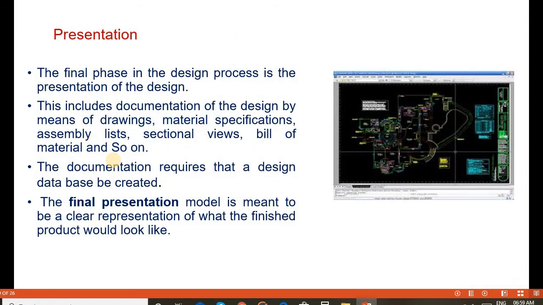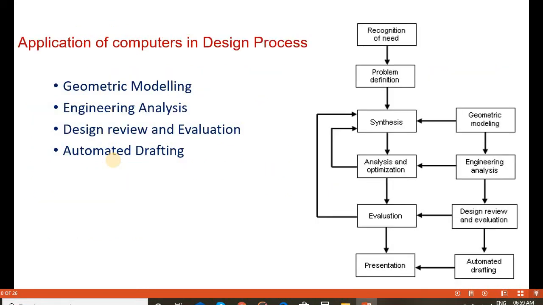So now we have discussed the various design processes in CAD systems. Now how can the design process be applied in computers? We are going to discuss how the design process is applied in computers. The figure represents the various design processes: recognition of need, problem definition, synthesis, analysis and optimization, evaluation, presentation. This is the step-by-step procedure.